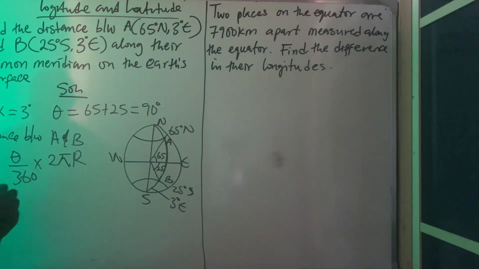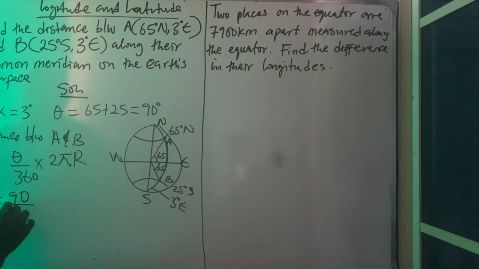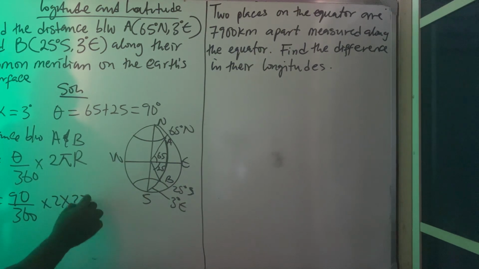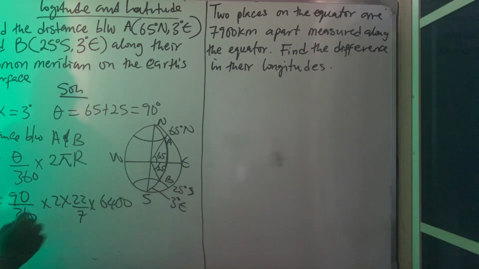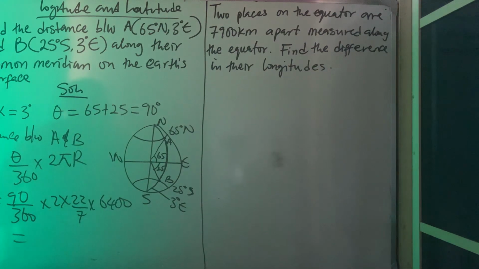Right? So this is very simple. We will now have 90 over 360 times 2 times 22 over 7 times 6,400. So if you do everything, you will now be getting that... I don't have my calculator, so you can just press it and get your answer.